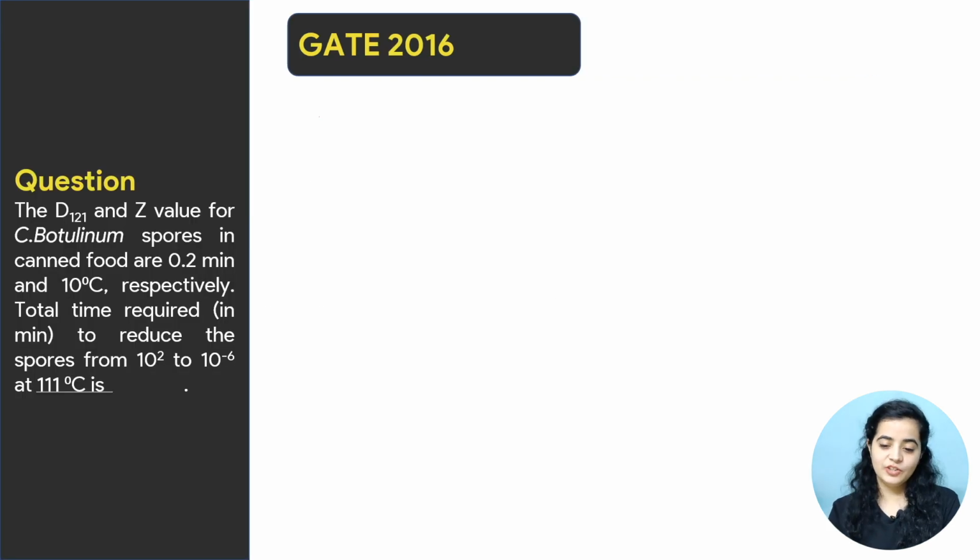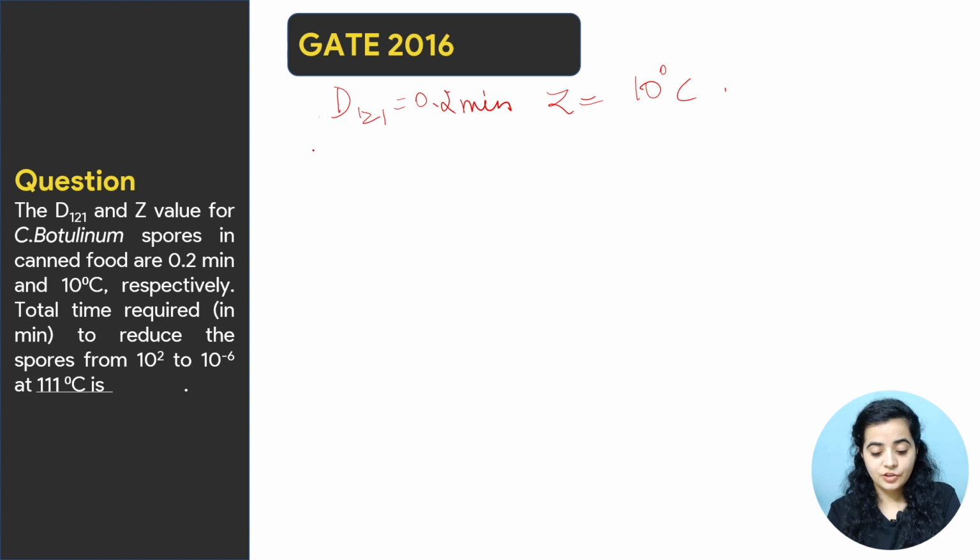Let us see this question which came in GATE 2016. It says the D121 and Z value for C botulinum spores in canned food are 0.2 minute and 10 degrees Celsius respectively. Total time required in minutes to reduce the spores from 10 raised to power 2 to 10 raised to power minus 6 at 111 degrees Celsius is. So let us see what is given here. D121 is 0.2 minute and Z is given as 10 degrees Celsius. The reduction is from 10 raised to power 2 to 10 raised to power minus 6.